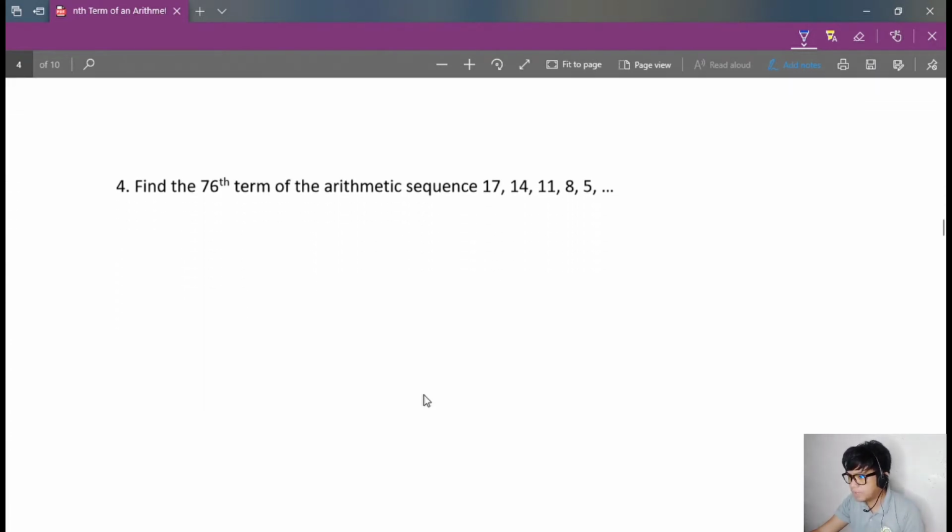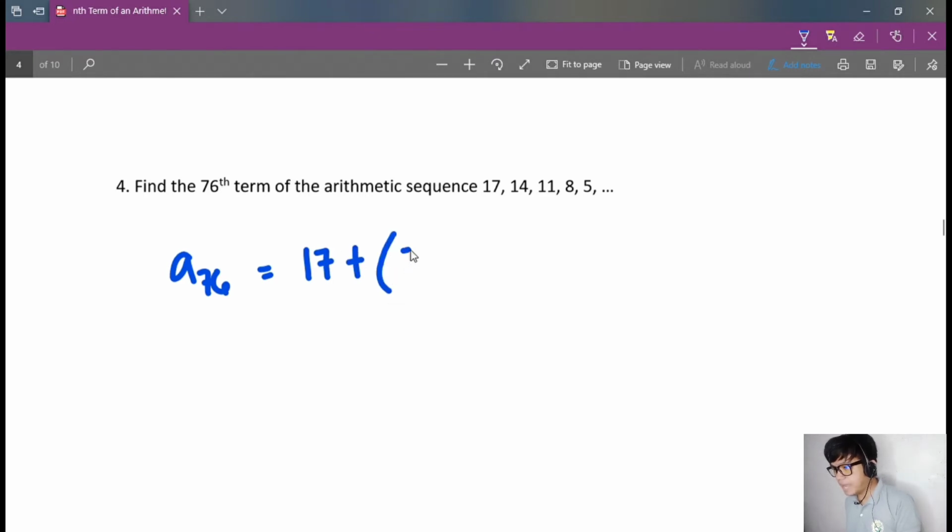So, number 4, we're looking for the 76th term of the arithmetic sequence 17, 14, 11, 8, 5. A sub 76 is equal to the first term, 17, plus the quantity of n, which is 76, minus 1, times the common difference, which is negative 3. Tama ba? Kasi 14 minus 17 is negative 3.